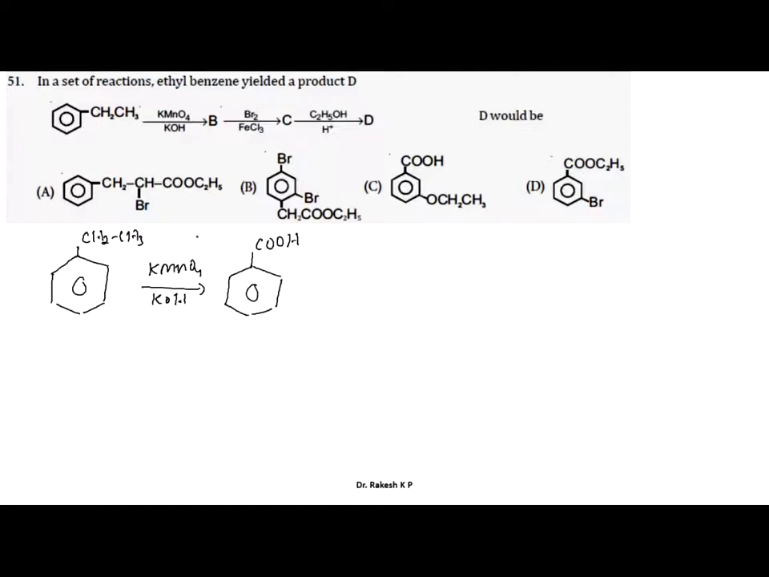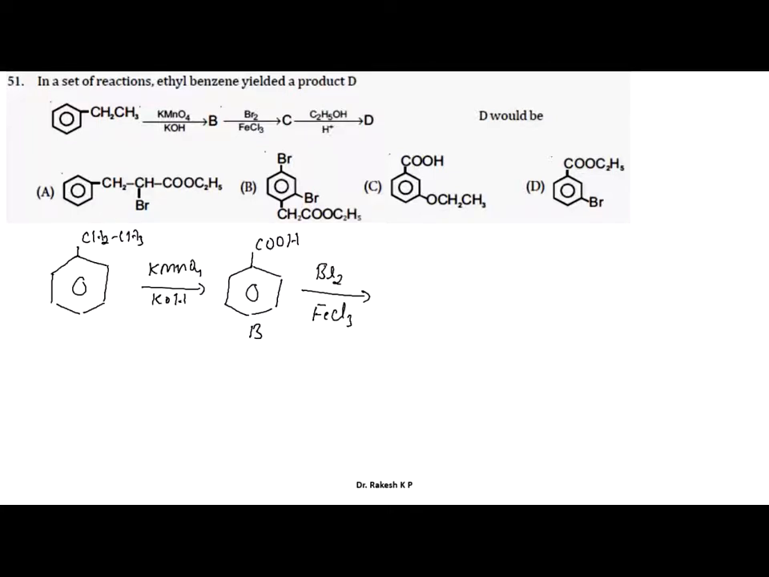Okay, whether you take toluene, ethyl, or propyl, the main thing is that the carbon attached to the benzene ring has to contain at least one hydrogen. On oxidation you always get benzoic acid. Okay, we got the particular B. And the next thing is the electrophilic substitution reaction. This is the condition, in which ferric chloride will act as a halogen carrier.